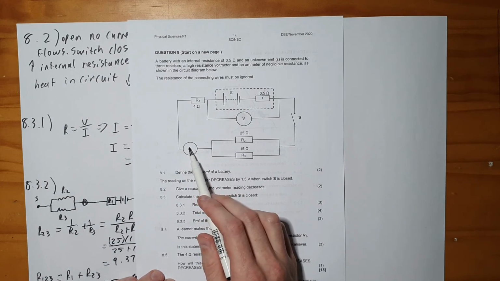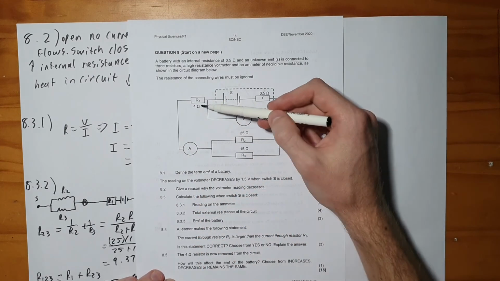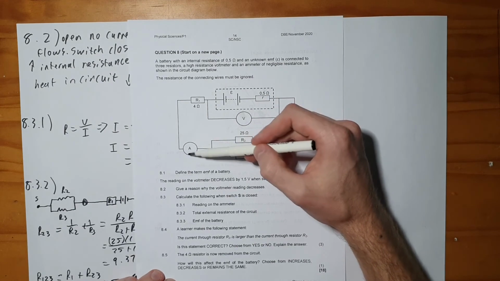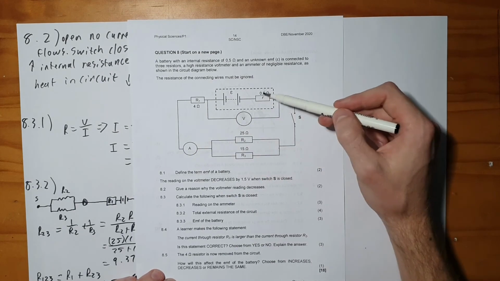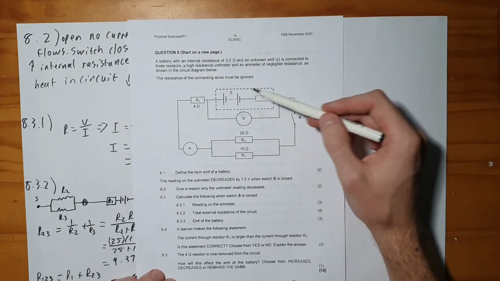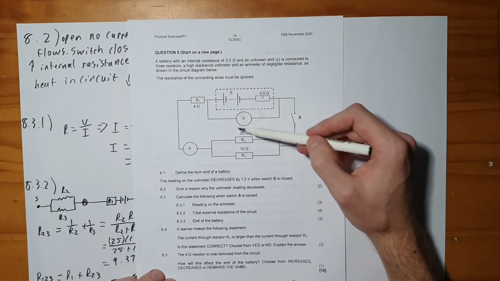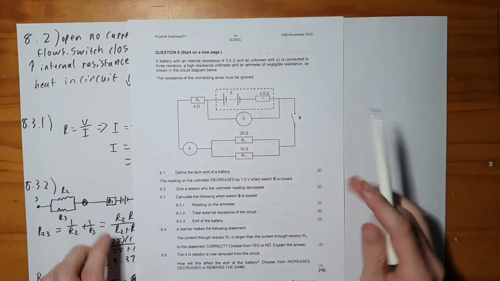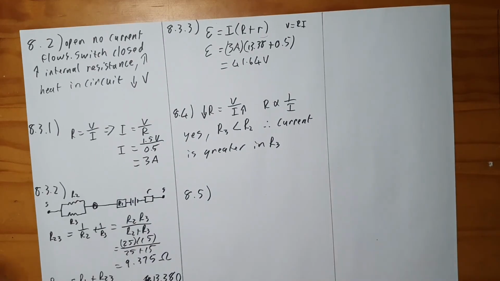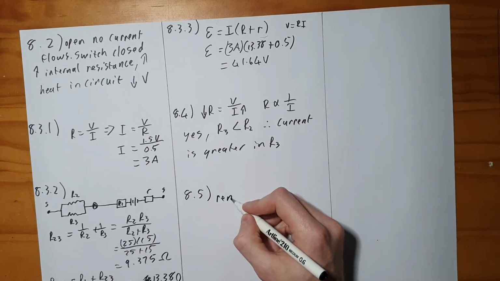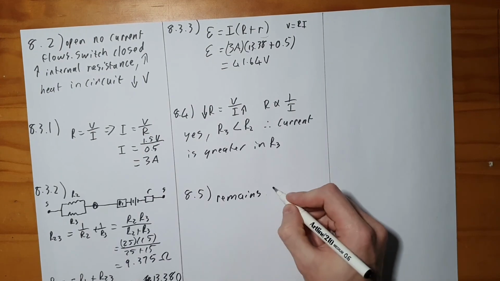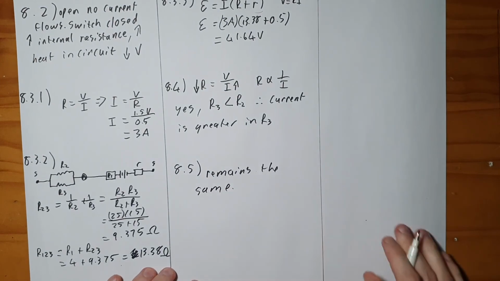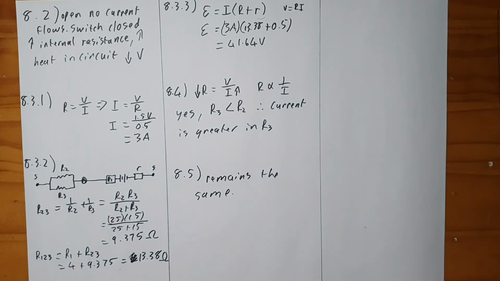total current of the circuit. Okay, so just by removing this resistor has no effect on the EMF of the circuit. Okay, why? Because the EMF is determined by the battery itself, not by the external resistors. Therefore, removing this resistor does nothing to the EMF and it remains the same. Okay, and that's how we go about doing this question.